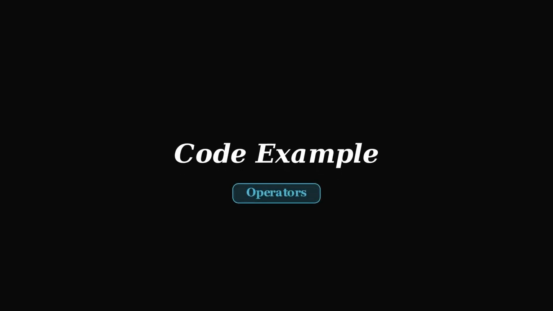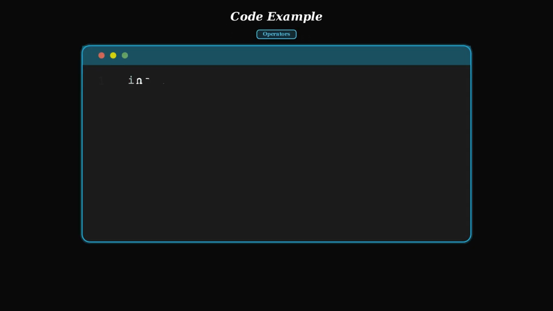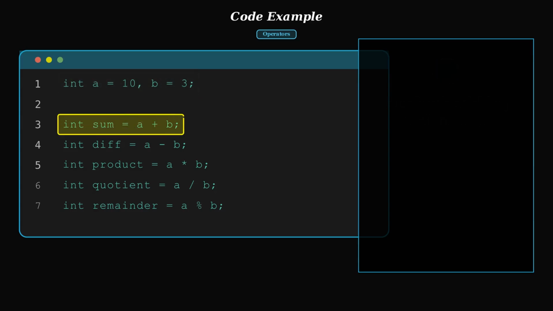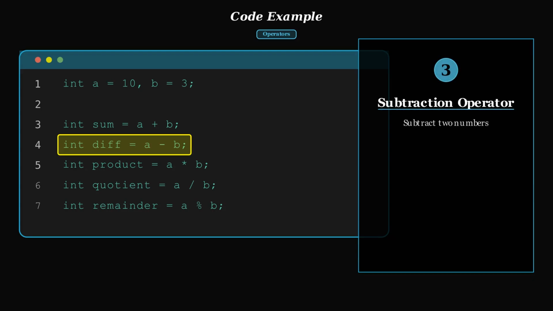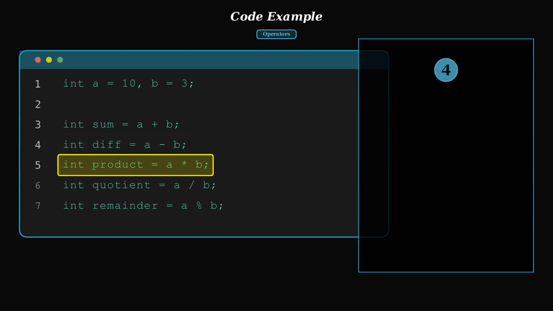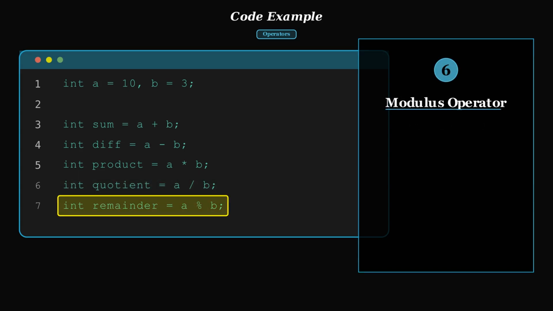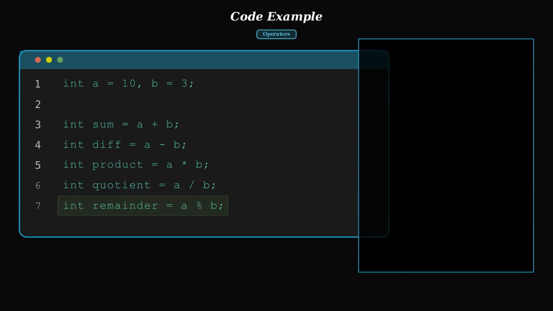Let's see how to implement operators in code. Here is the implementation. Declare variables: initialize two integers. Addition operator: add two numbers. Subtraction operator: subtract two numbers. Multiplication operator: multiply two numbers. Division operator: divide two numbers. Modulus operator: get remainder of division. Now let's see the output of this code.